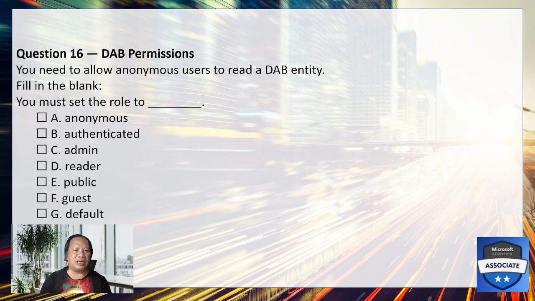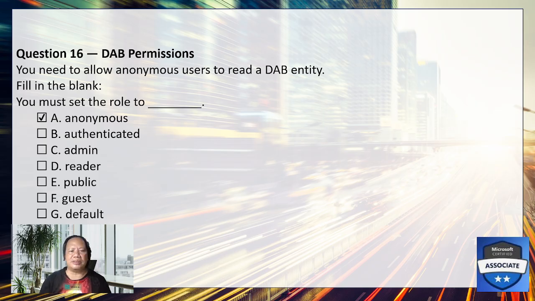Question number 16. This is the permission. You need to allow anonymous user to read the entity. You must set the role to A, anonymous, B, authenticated, C, admin, D, reader, E, public, F, guest, G, default. It's already there in the question. The answer is A, anonymous.